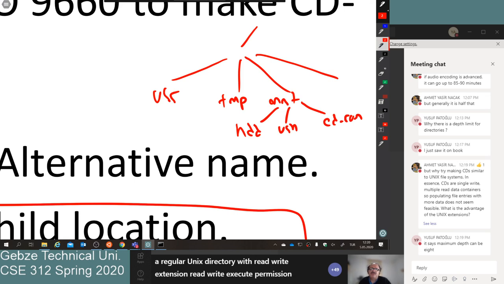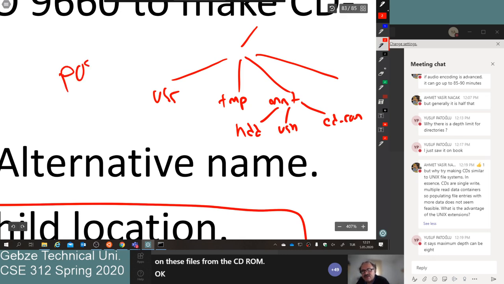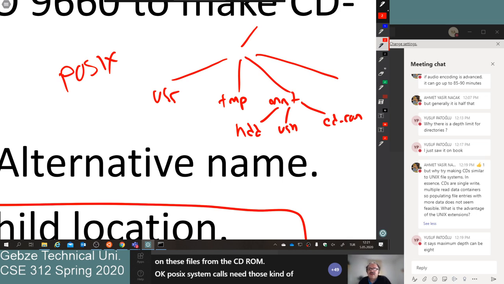So I can treat these kinds of files as regular Unix files. Otherwise, my Unix open system call would not work on these files from the CD-ROM. POSIX system calls need that kind of information from your files, otherwise they will not work. So that way they made these CD-ROMs compatible with the Unix file system.